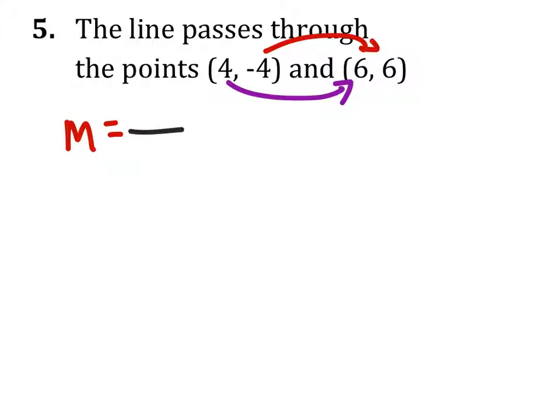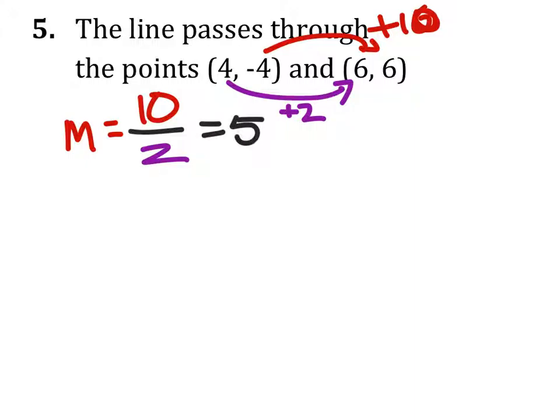And from -4 to 6, you would have to add 10. So -4 plus 10 is going to get us 6. So that's 10 in our numerator. From 4 to 6, you would add 2 right here. And that gives us a slope of 5.